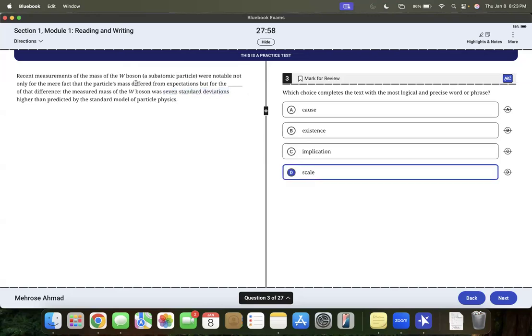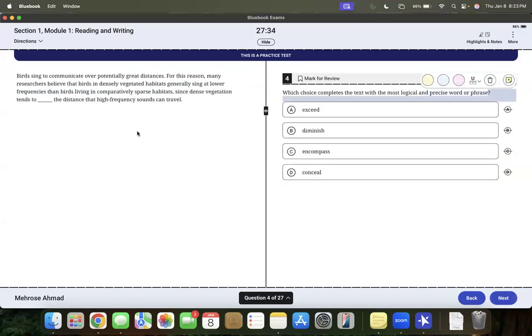D, scale. There was a difference, but what wasn't expected is the blank of that difference, the size or the magnitude or the scale of that difference. Implication doesn't make sense because there's no implication discussed. It's not discussed why it matters or what the implication of the difference being 7 standard deviations is. Cause and existence don't make sense. Again, same type of question.